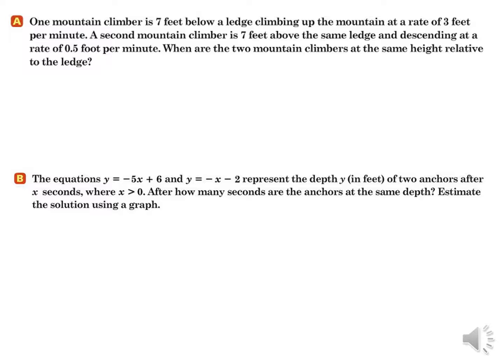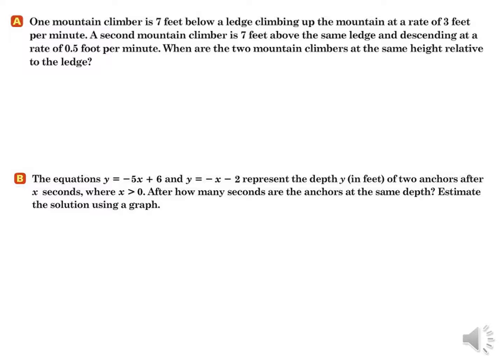Okay, one mountain climber is 7 feet below a ledge climbing up the mountain at a rate of 3 feet per minute. So there's our x, rate, 3 feet per minute. He's starting 7 feet below. The second mountain climber is 7 feet above. So we have a -7 and we have a +7. And he's descending at a rate of 0.5 feet per minute. Okay, so there's our x.